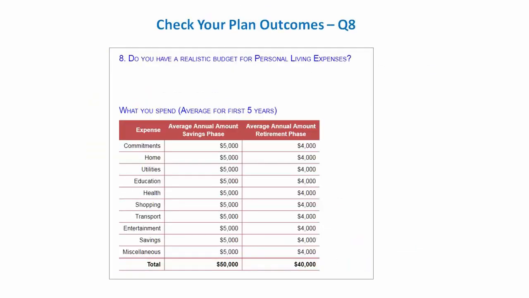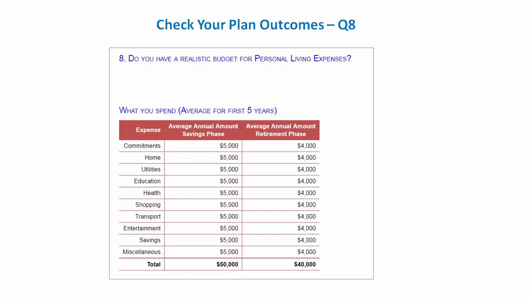Setting a realistic budget is important. This table shows the average annual budget expenses over the first 5 years of the savings and the retirement phase. Taking the time to develop a full and detailed budget of living expenses will be a very rewarding experience and something no one should skip over. You should challenge your current lifestyle choices and find a balance between spending now and later.